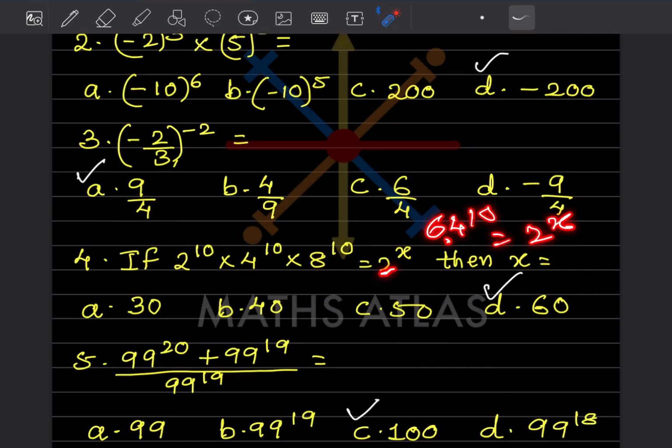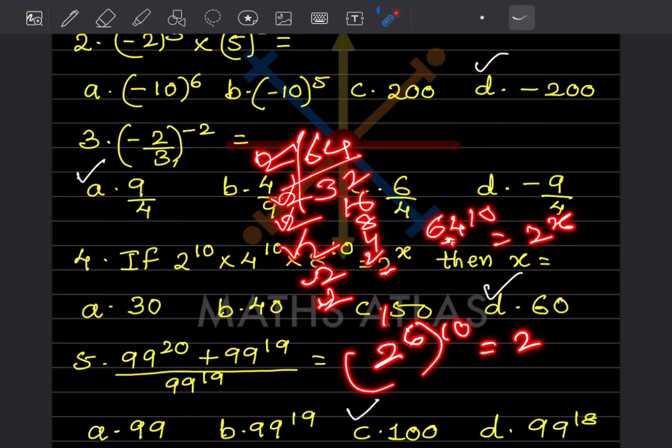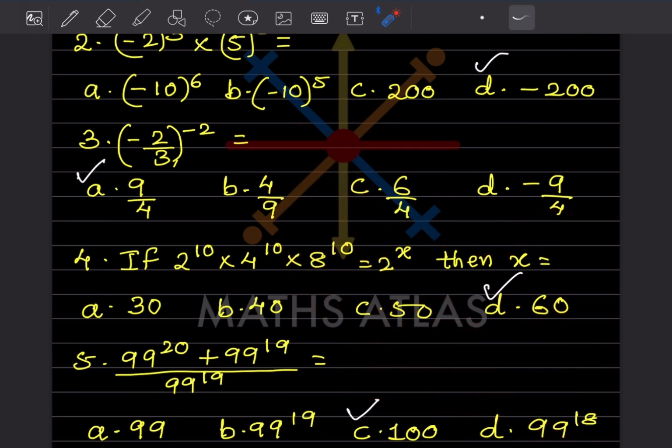So this can be written as, for 64, we can take the prime factors of 64. That is going to be 1, 2, 3, 4, 5, 6, which is 6 times 2. So (2^6) raised to 10 is going to be 2^x. So this is going to be 2^60 is 2^x. So now the bases are the same, so x is going to be 60. So we want the value of x, which is 60. Hope you got this one. This is the rough work to be done. So this is the correct option.